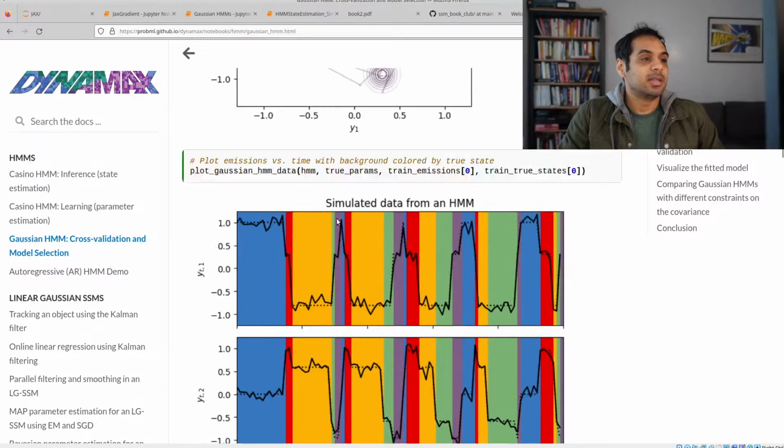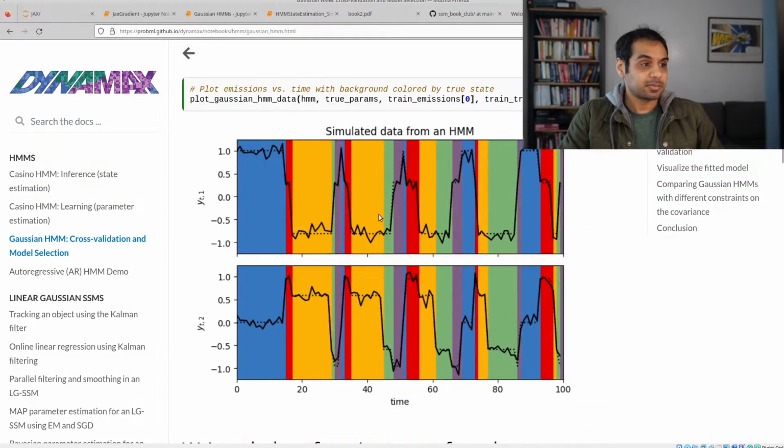So we go through this. In this notebook, what we have is the simulated data and the states.